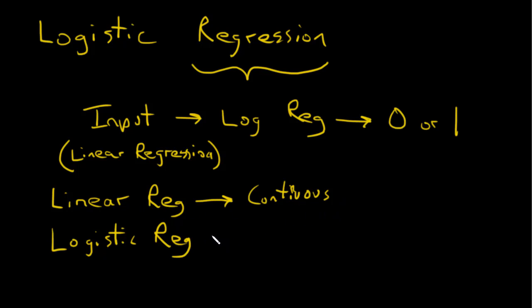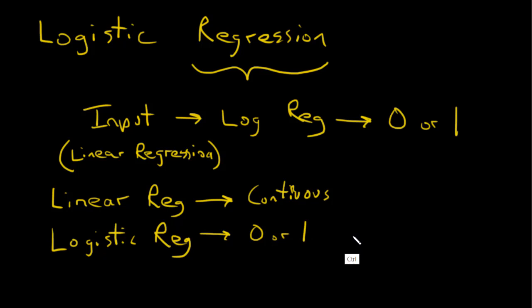The logistic regression, though, all we want is for it to output a 0 or a 1. So instead of our hypothesis function mapping into a continuous, we want it to map into a 0 or 1.